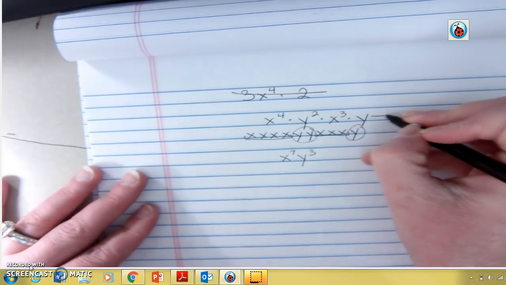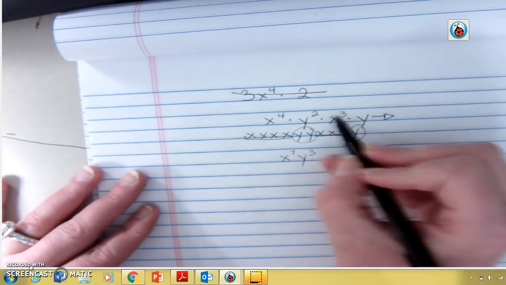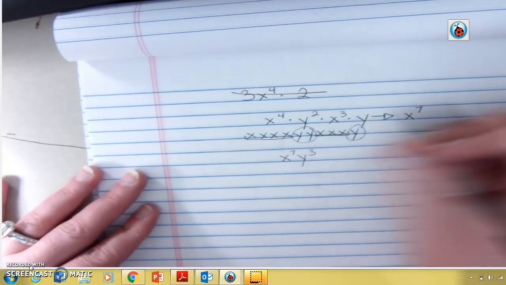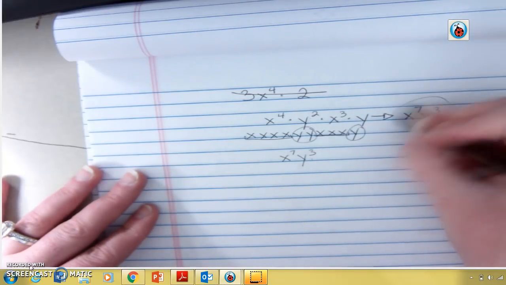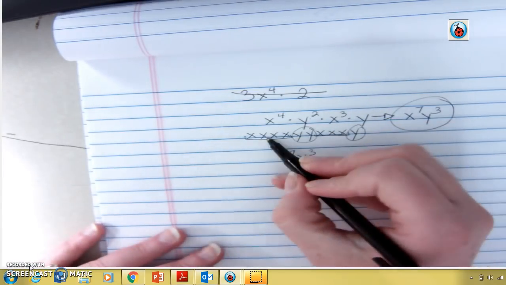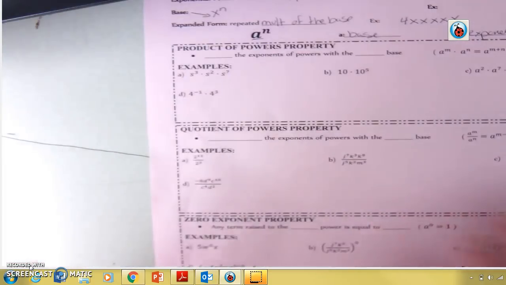If you just looked at the problem and said, how do I get here? If you notice, all we did was add the exponents. There's 7 x's, here's 2 y's and 1 more, so y to the 3rd. So really, when you're multiplying things that have the same base and different exponents, we just add the exponents. So let's practice on our notes then to make sure we understand that.